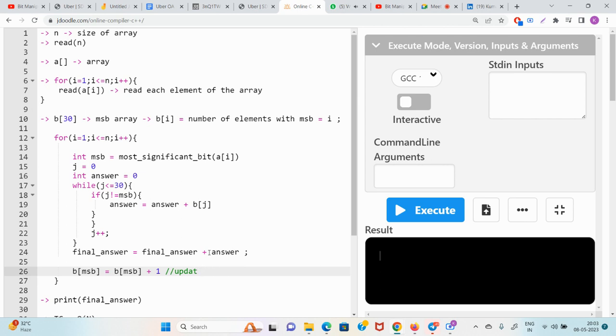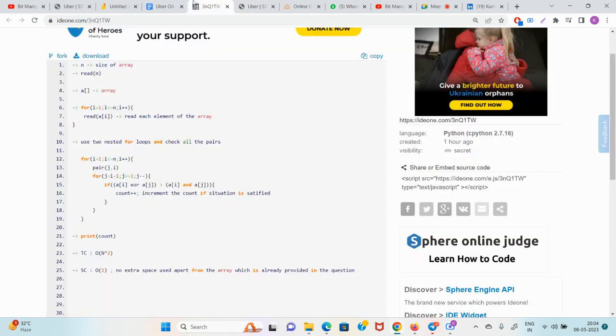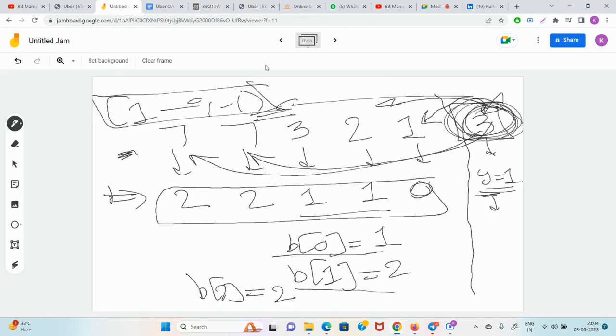What is the meaning of this? I will explain. Update the B array. What is the meaning of this, guys? So guys, once you calculate the answer for this, then you need to update the B array. This is having MSB as 1. So you will increment B of 1 from 2 to 3. ठीक है ना, ताकि आगे वालों की भी हेल्प हो.